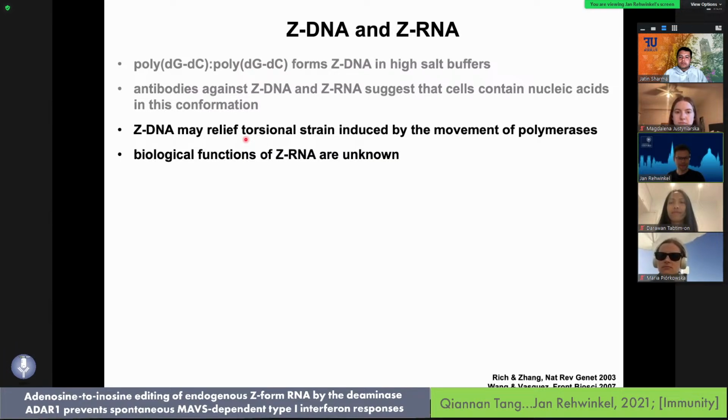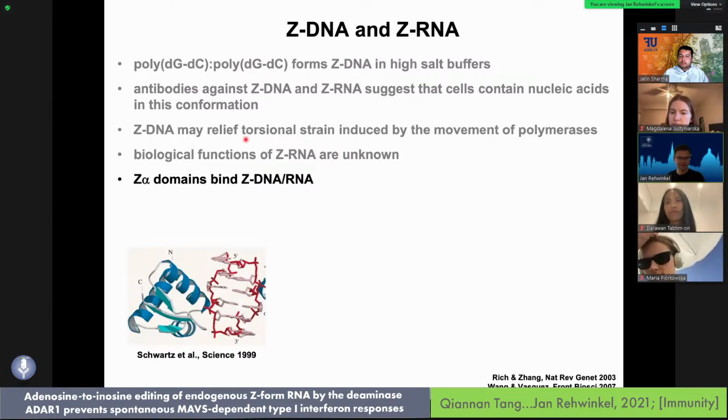Right. So as for zRNA, when we started this work a few years back, biological functions were entirely unknown. However, there is an important clue, and this clue is that some proteins have a domain called Z alpha, and you see down here the structure of this domain. This is from an old paper, again from Alexander Rich's lab from the late 1990s, where they solved the structure of one of those Z alpha domains, shown here in contact with zDNA. And this domain is really short. It's only about 80 amino acids long. And it very specifically binds to both zDNA and zRNA and doesn't bind to A-RNA or B-DNA.